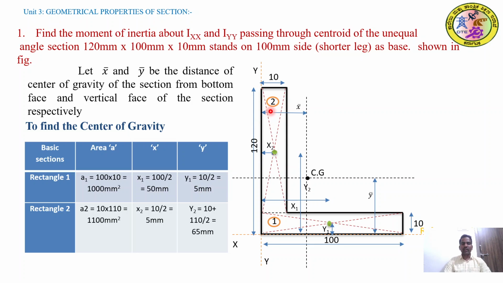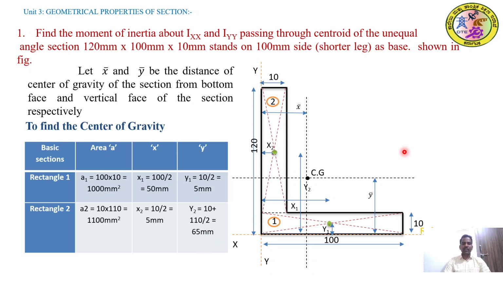Let's get to rectangle 2. To find out the area, first we consider the width, that is 10 millimeter, and the overall depth is 120. Within that we have to deduct 10 millimeter because we have taken it here. So 110 millimeter is the depth of the section. So 10 by 110 is 1100 millimeter square, and the x2 distance with respect to the y axis is half of the width, that is 10 by 2, 5 millimeter, and the y2 distance we measure from here to the x-x axis. So 10 plus half of the depth of the section, 10 plus 110 by 2, that is 65 millimeter.